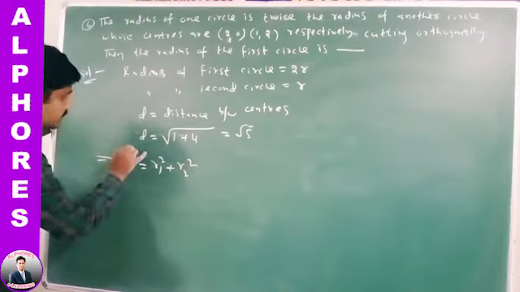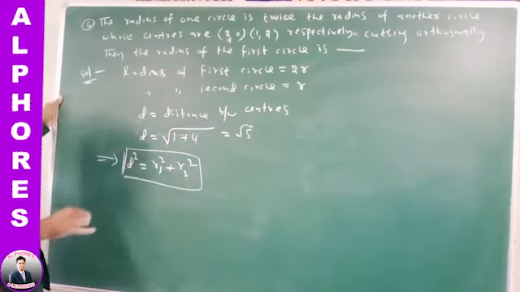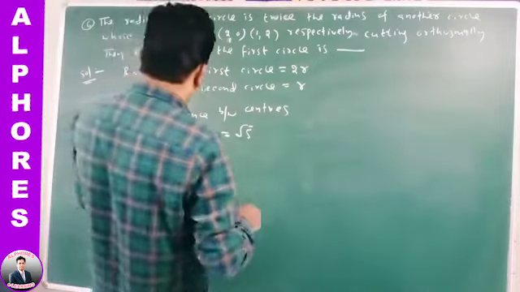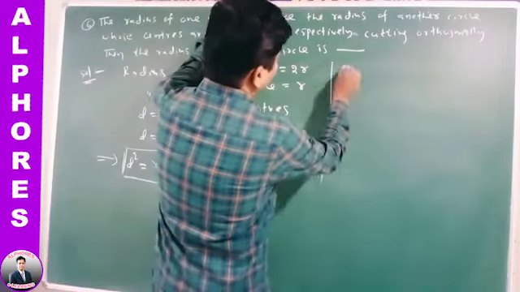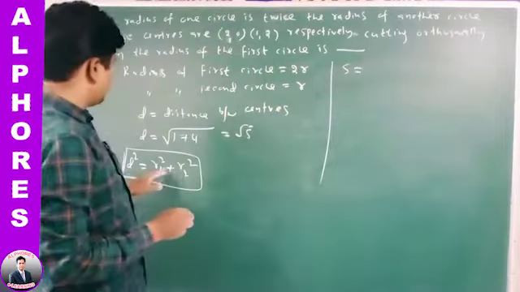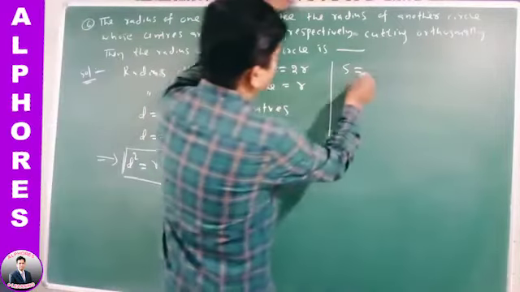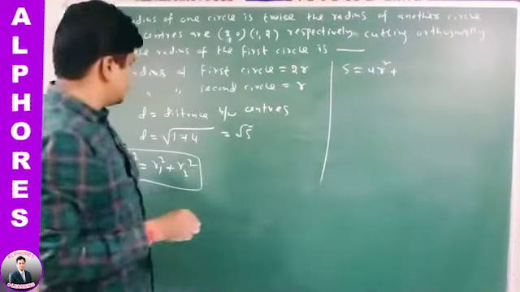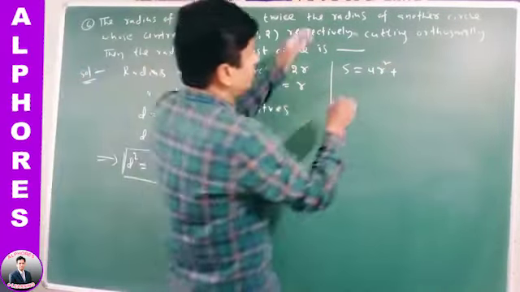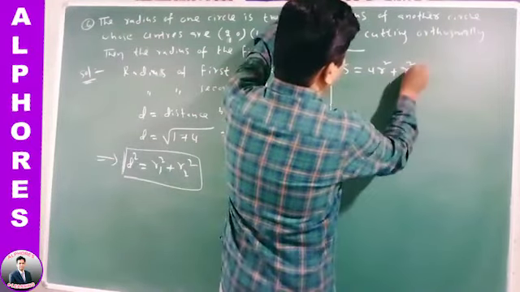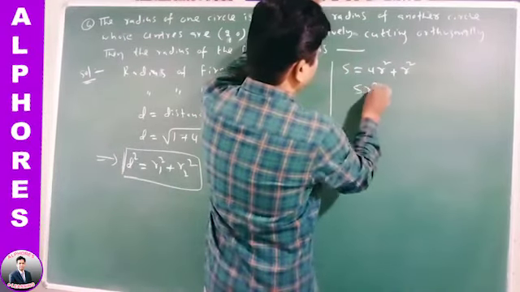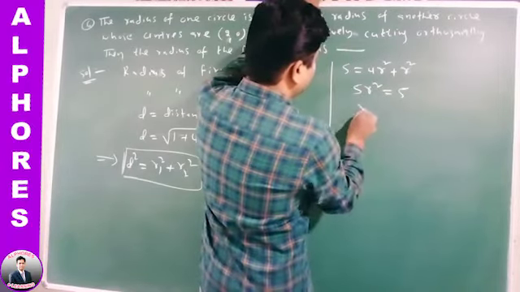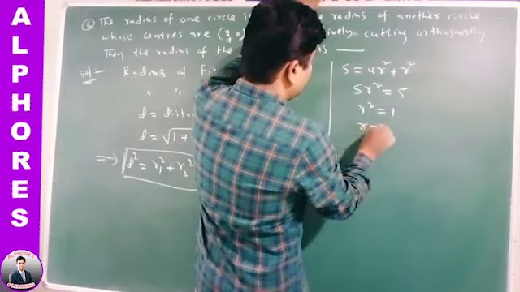The two circles cut each other orthogonally. Then condition d square equal to r1 square plus r2 square. Here d square means 5. Here r1 means radius of the first circle, it is 2r. It is 4r square plus radius of the second circle, it is r square. Next it is 5r square. 5r square equal to 5. Therefore r square equal to 1, r equal to 1.